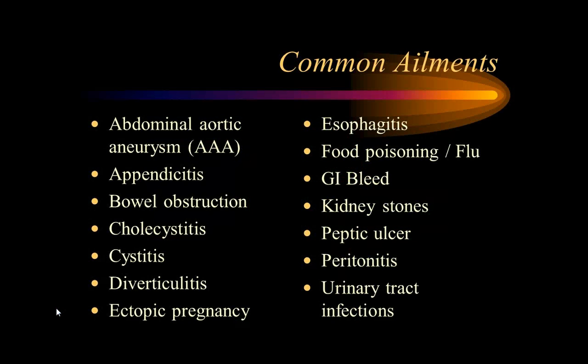So we're going to break this down again into 4 huge categories. Your AAAs, appendicitis, bowel obstruction, cholecystitis, cystitis, diverticulitis, ectopic, peritonitis, peptic ulcers, kidneys. This is really: is it inflammatory? Is it infectious? Is it obstructive? Or is it a bleeding? Knowing more of the classifications or the general stuff is really what we're going for.